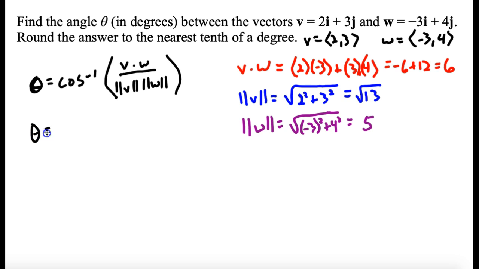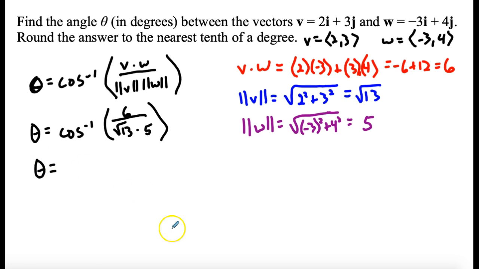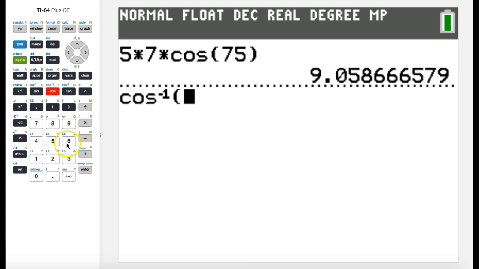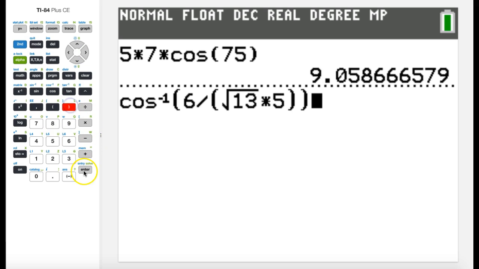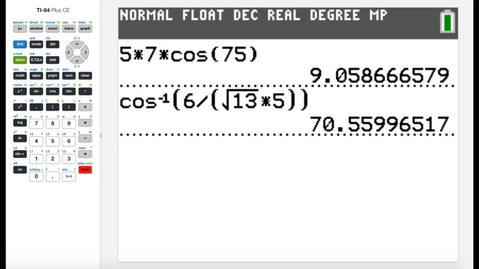We can say theta is equal to the inverse cosine of 6 divided by the square root of 13 times 5. Now, I did not put the square root of 13 as a decimal because we want to leave that as an exact value. We want to get as close to the end result as possible. So we can put that into the calculator. Inverse cosine of 6 divided by the square root of 13. Make sure you get out of the square root, times 5. Close both parentheses. And we get that angle is 70.6 degrees.